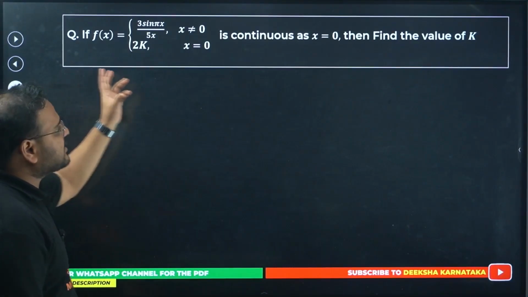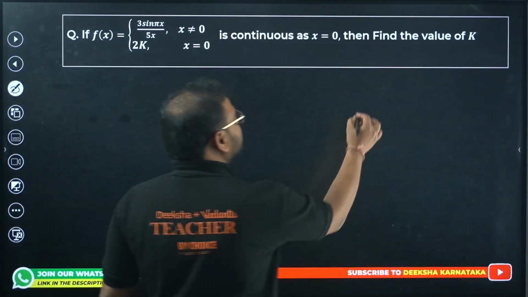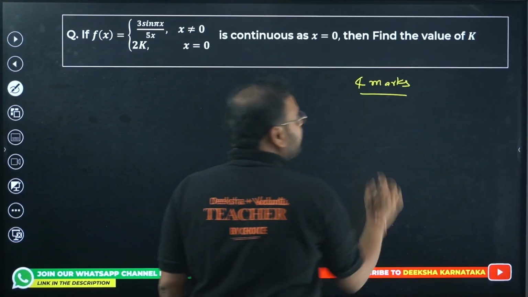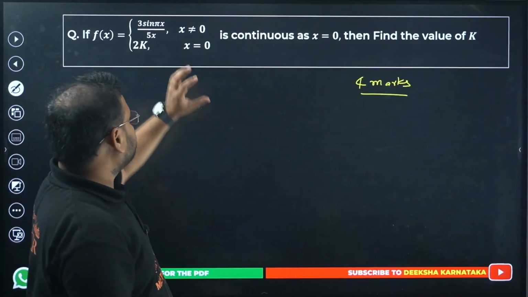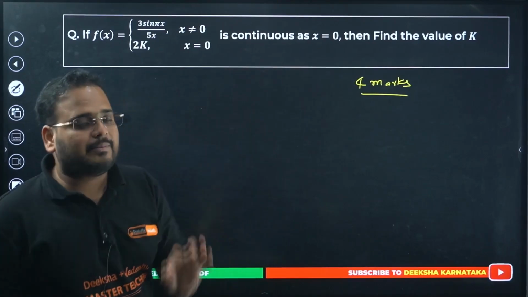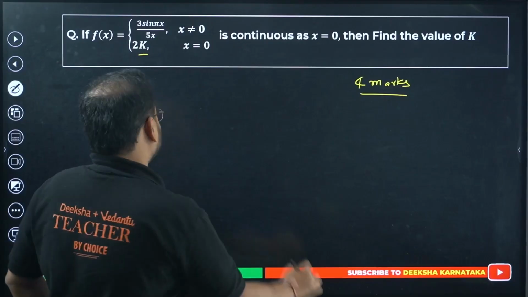The first one is based upon a question of definition of continuity. This is worth, I hope you all know it, 4 marks, right? How do you solve it? They have given that the given function is continuous at the point x equal to 0, hence find the missing value of the variable k. How do you solve this?